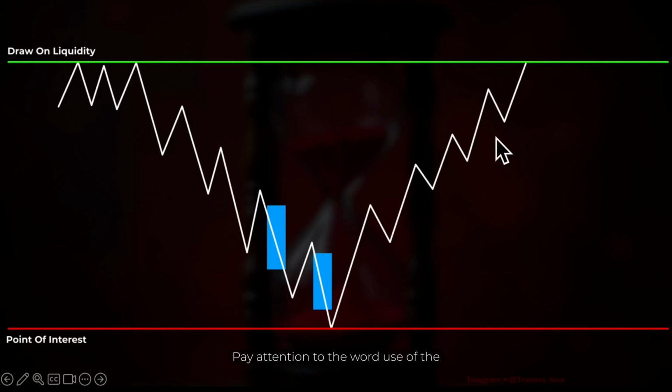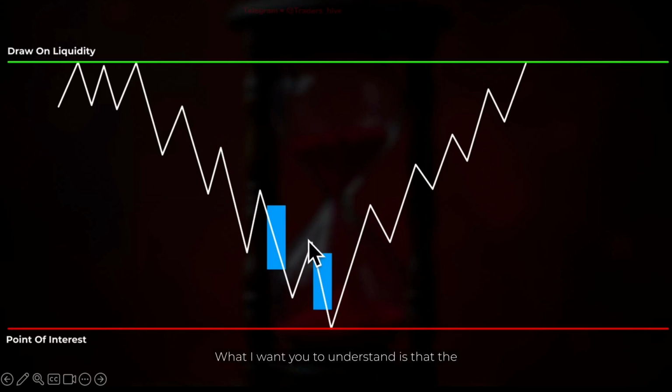Pay attention to the word use of the imbalance which formed throughout this final leg towards the downside. That's a key insight which I want you to write down. Now, what you can see is that the market reprices into the next imbalance which formed right here. Notice that we initially reject this imbalance and we retrace. This right here is very important to note, and the reason why is because the market is retracing into this old high right here.